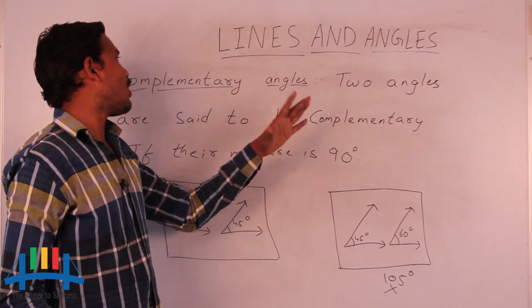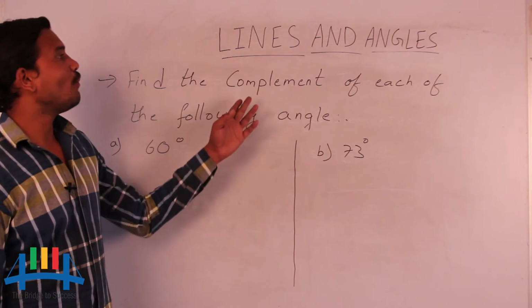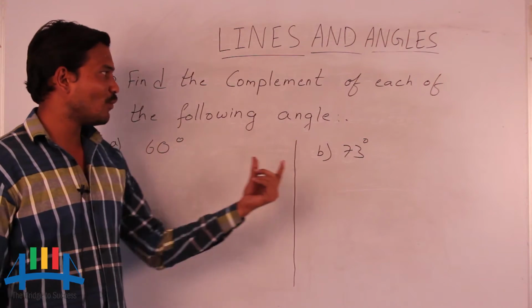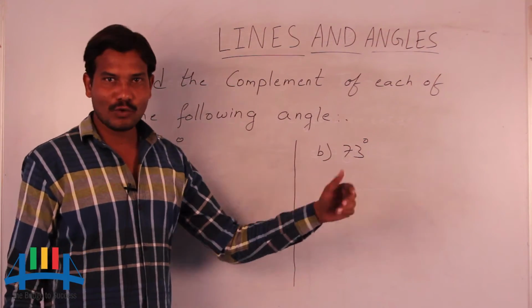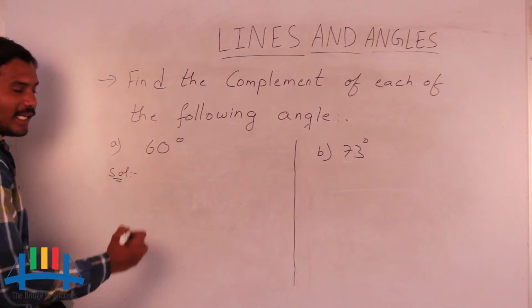So we will discuss some problems depending on complementary angles now. Now we will find the complement of each of the following angles. Here I consider two angles, one is 60 degrees and one more is 73 degrees. Now we should find the complement of both the angles. So the first question I will solve. The given degree is 60 degrees.